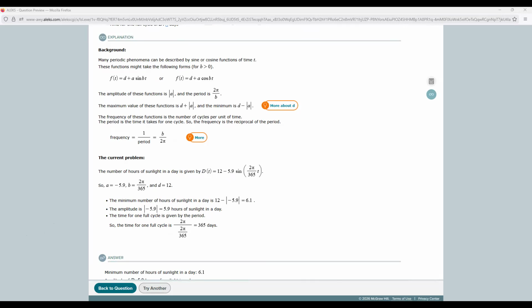Let's see, what else did they ask for? The minimum. Minimum is going to be here. Max and minimum values is the D plus the amplitude. Minimum will be D minus the amplitude. Just make sure you use absolute value. So they wanted the minimums, you just subtract it.